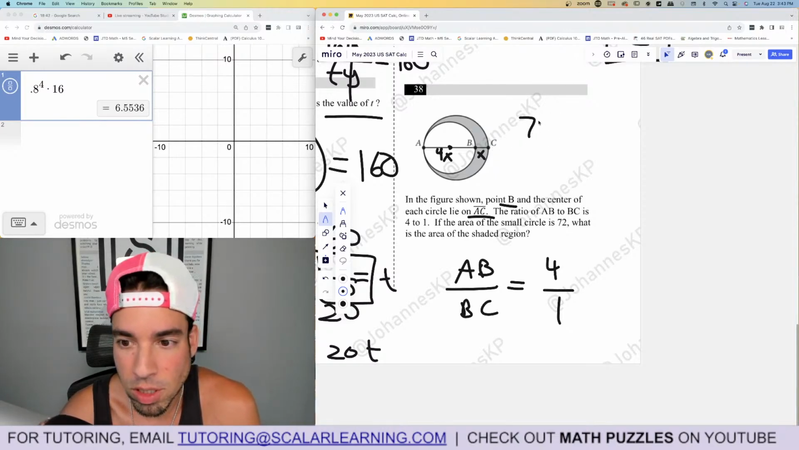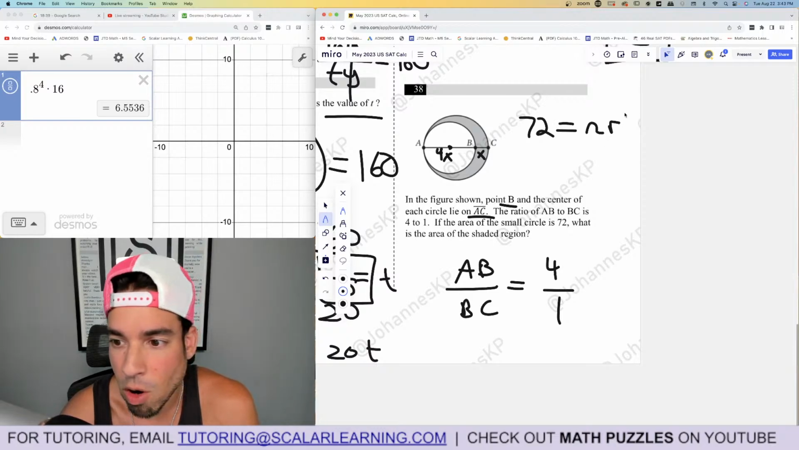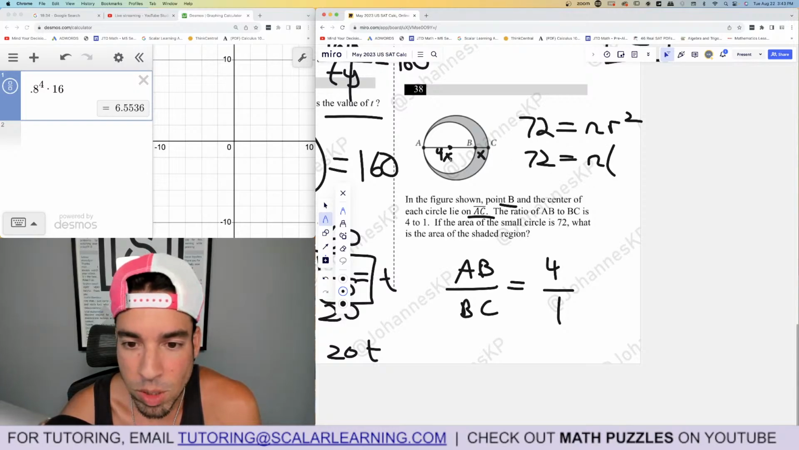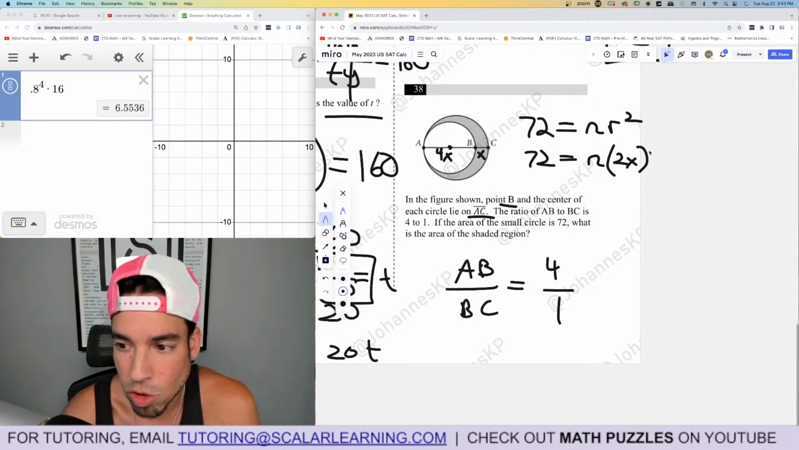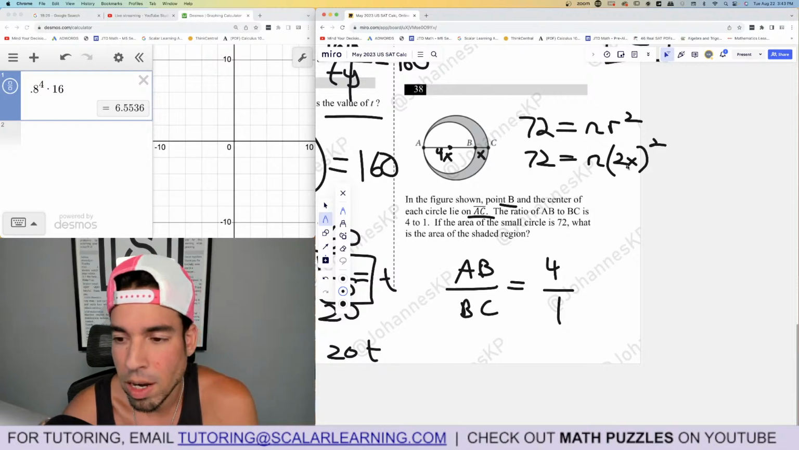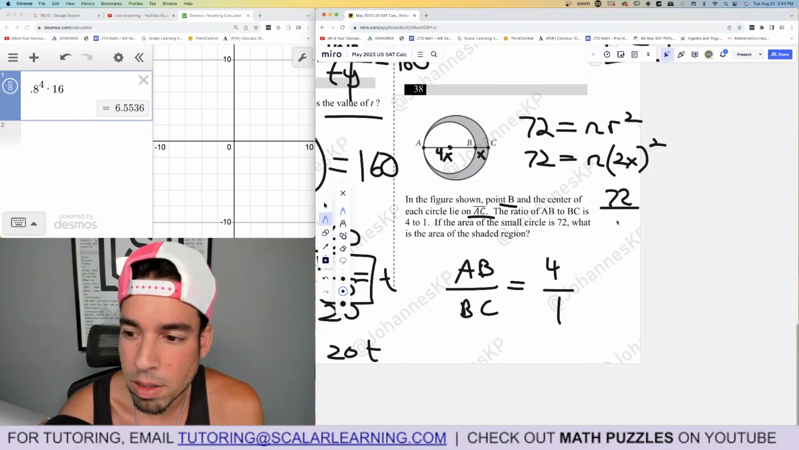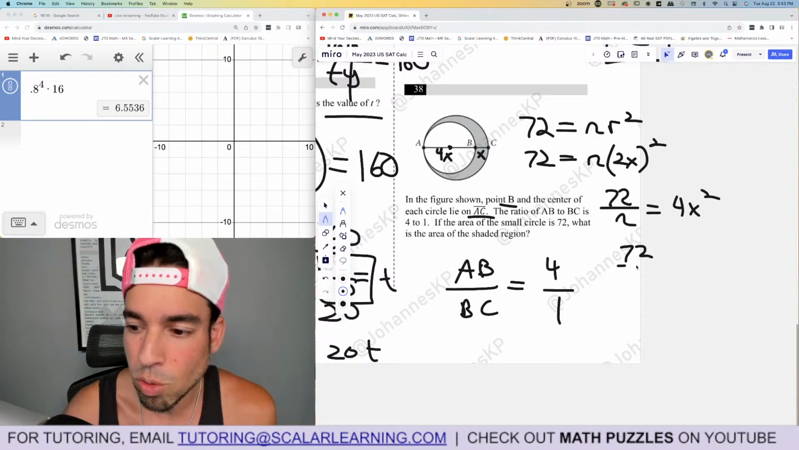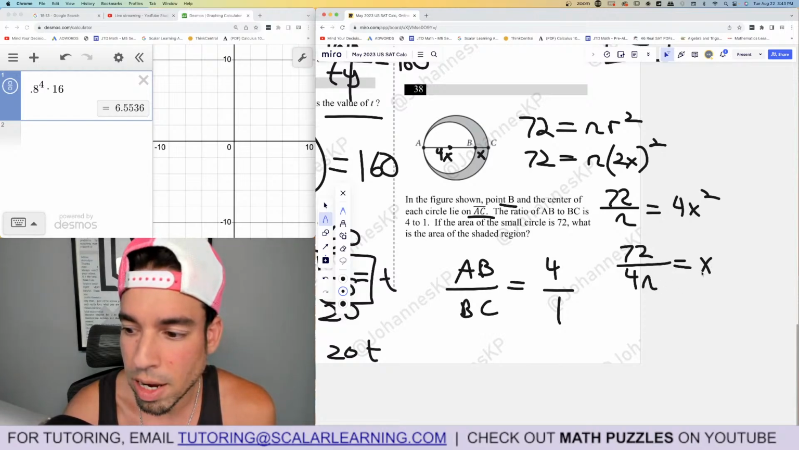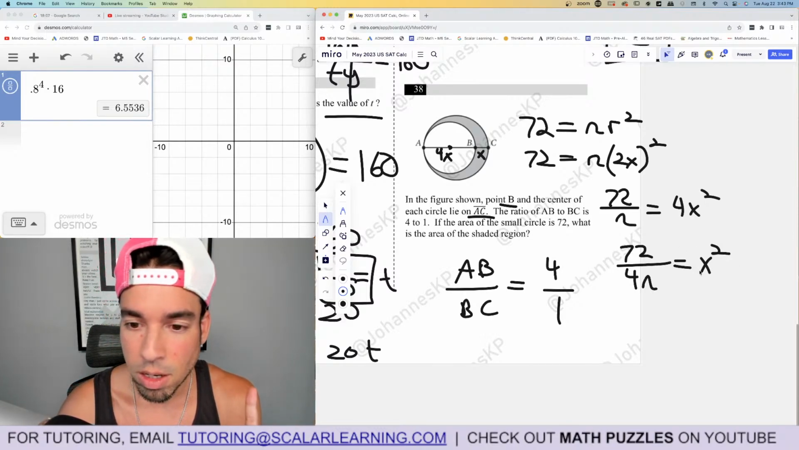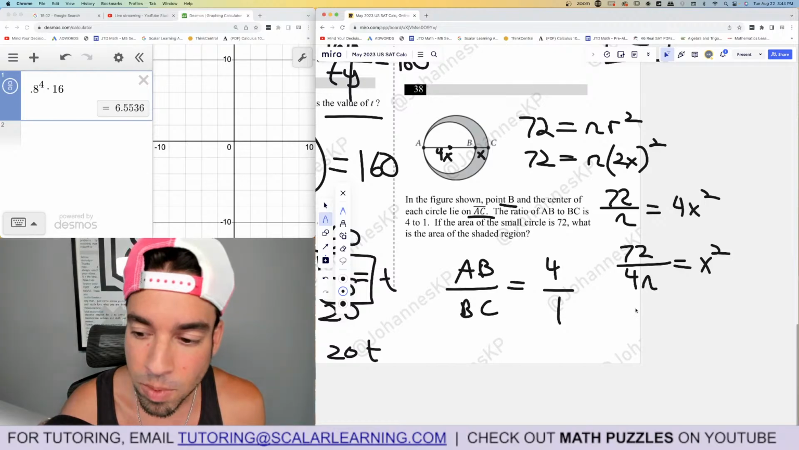Okay, let's get our area formula. So 72 equals pi r squared. 72 equals pi, and then we said the radius is half of 4x, which is 2x squared. I think I'm doing this right? Okay. And then we divide by pi. That equals 4x squared. And then you divide by 4. 72 over 4 pi equals x squared. This is enough. We can do it now because if x squared is 72 over 4 pi, 72 divided by 4 is 18, right? So it's 18 over pi.